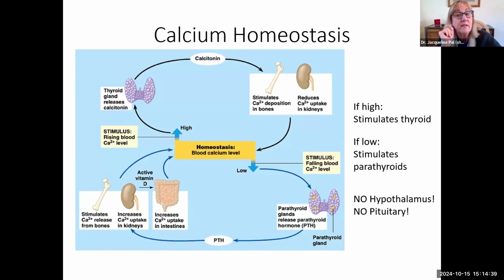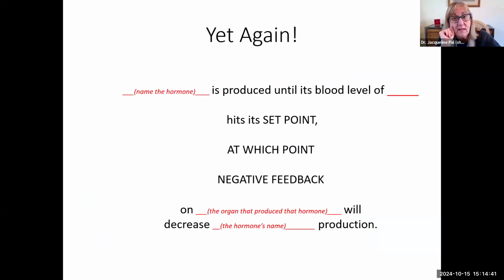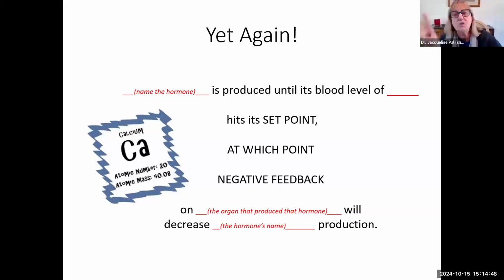So guess what time it is? Yes, it's time for you to do this again. Fill out the 4 blanks for calcium. This means you need to do this twice. 1 for high blood calcium and 1 for low blood calcium. Once again, if you have any trouble, shoot me an email through the Canvas inbox.